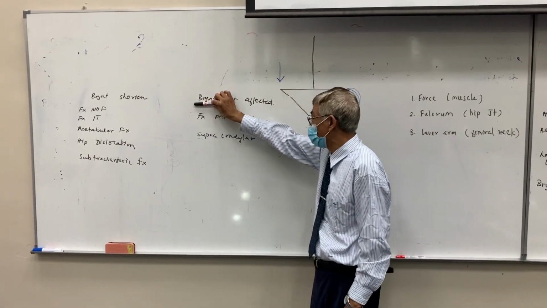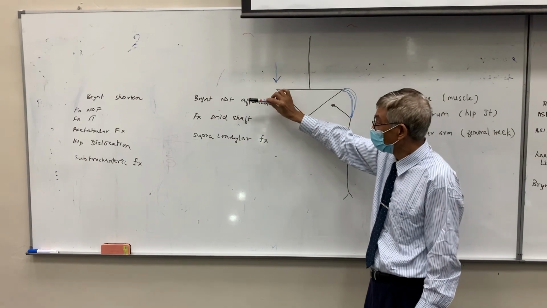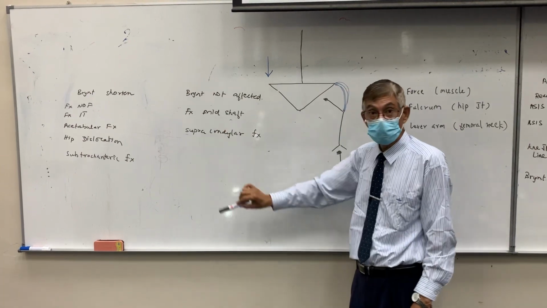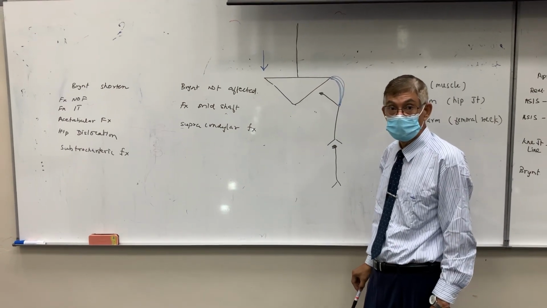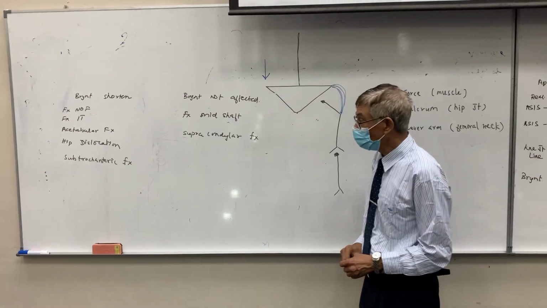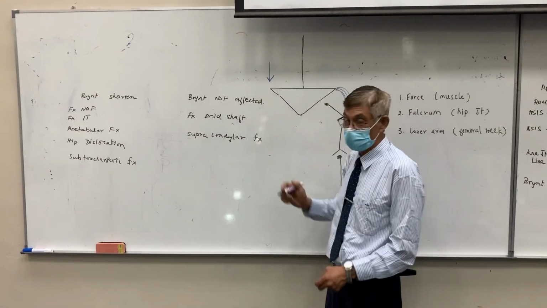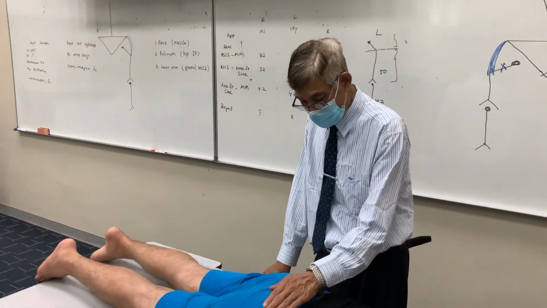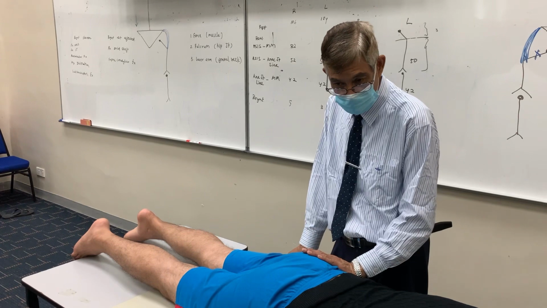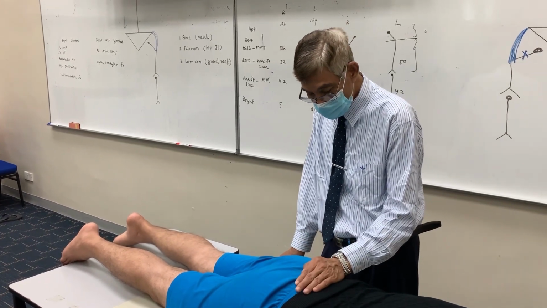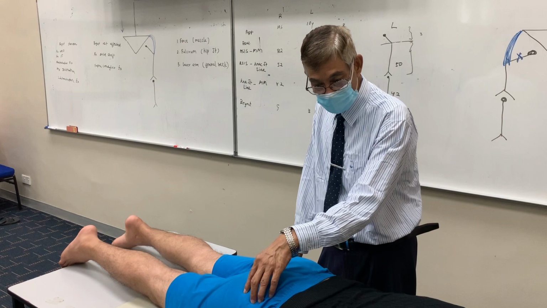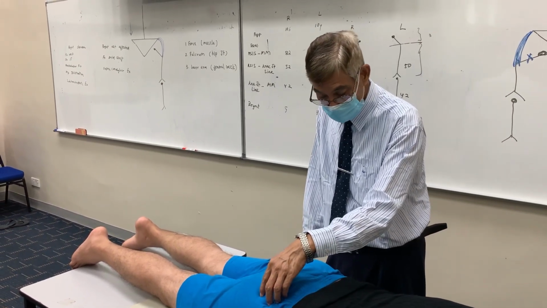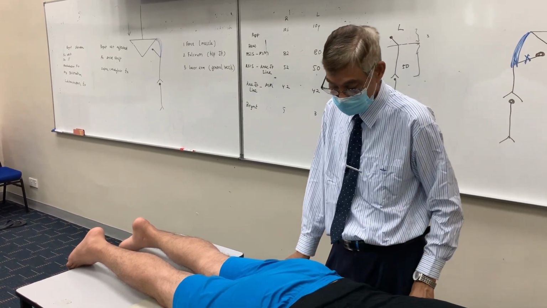Bryant's triangle is not affected in fracture mid-shaft and supracondylar fractures. Okay, in this way you can differentiate. In prone position, you have to check the gluteal muscles wasting. As I told you, in hip problems, you can detect the gluteal wasting.